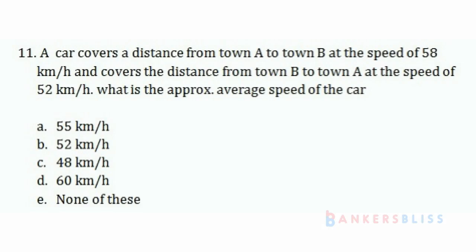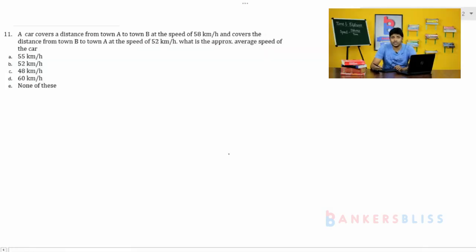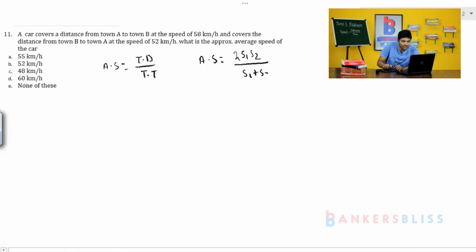Problem number 11. A car covers a distance from town A to B at a speed of 58 km per hour and covers the distance from town B to A at a speed of 52 km per hour. What is the approximate average speed of the car? To calculate the average speed, we have two formulas. Average speed is equal to total distance by total time. One more formula is average speed is equal to 2s1 s2 divided by s1 plus s2.